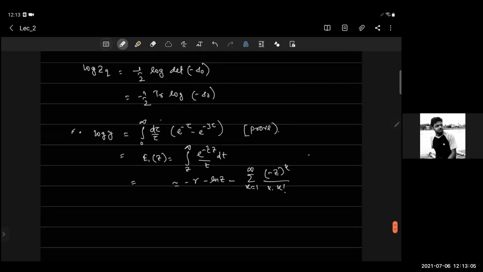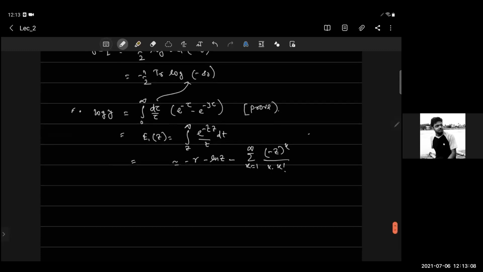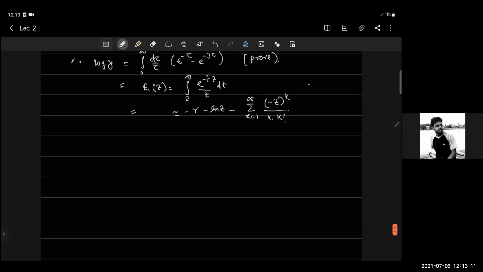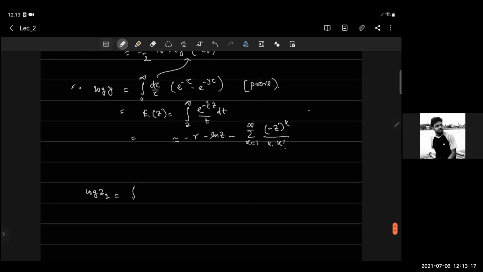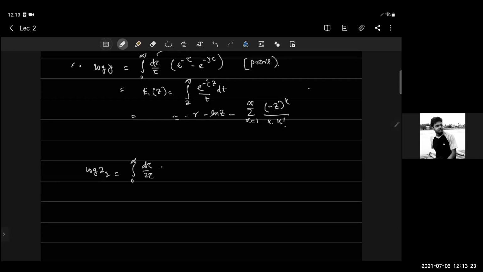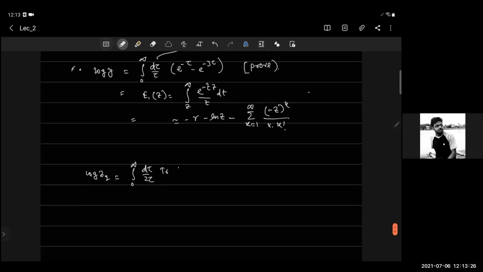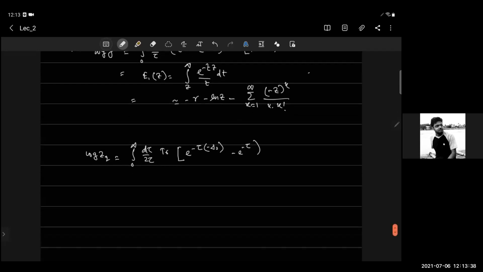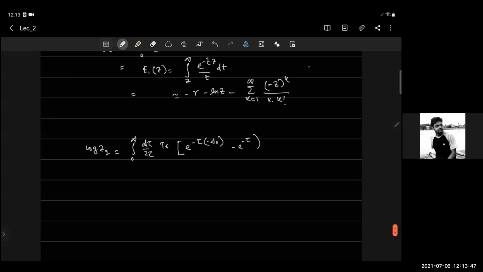Now I just substitute this integral here. Therefore, I can write log of ZQ equals the integral from 0 to infinity, with a half sitting outside, d tau over 2 tau, the trace, of exponential of minus tau box 0 minus exponential of minus tau. Is it okay? Good. Now what you have to evaluate is the trace of this operator.